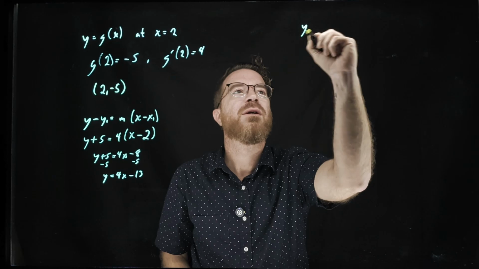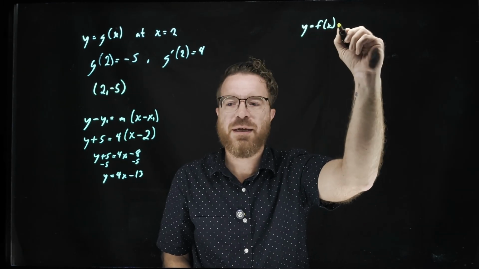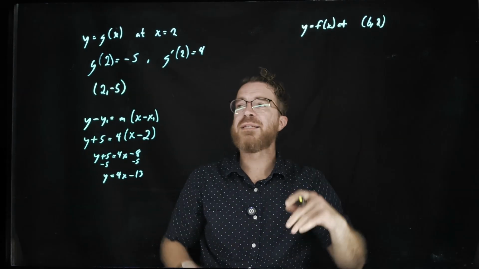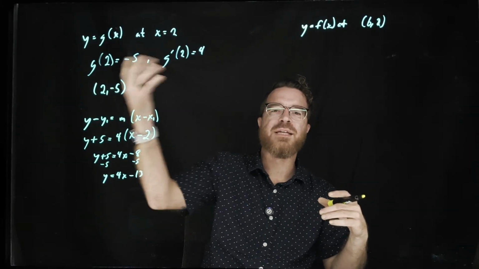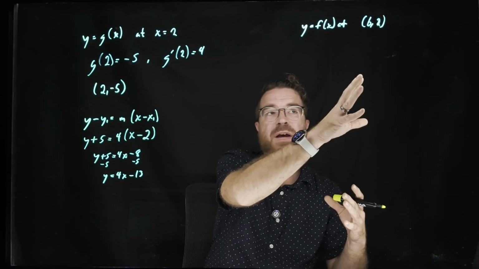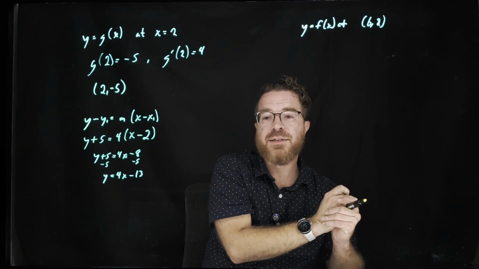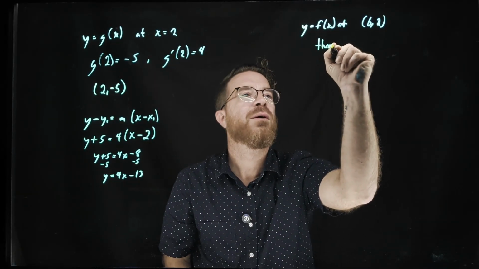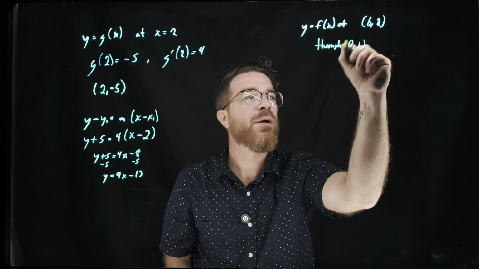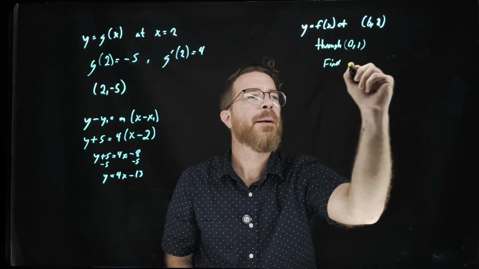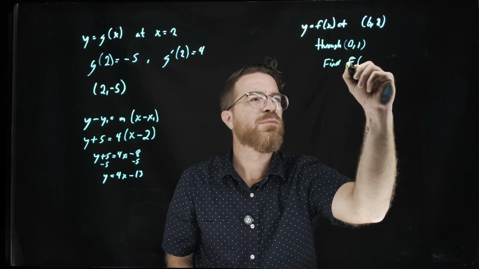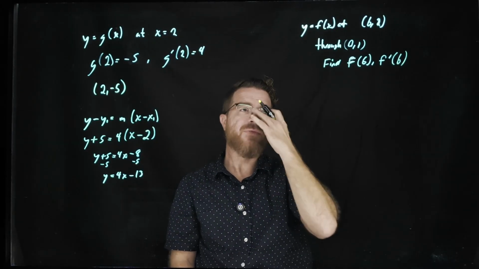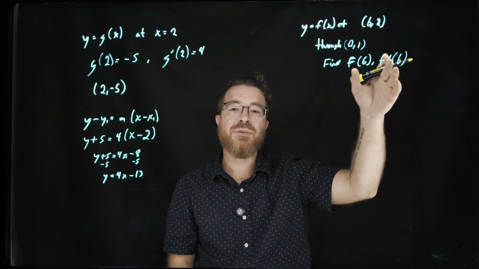Next, we're going to find our tangent line for y equals f of x at the point 6, 2. So in this case, instead of giving you the function at this point 6 and telling you it's equal to 2, we're just giving the y value. So we're giving you the points of our x and our y here. And we're saying that it passes through 0, 1. What we want to do is find f of 6, and find f prime at 6. We want to find the function at 6, and the derivative at 6.